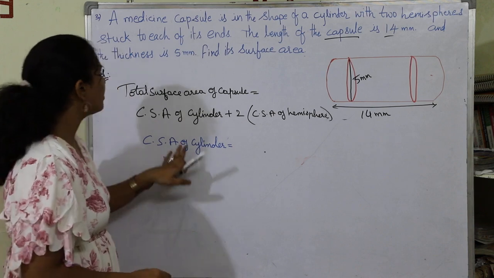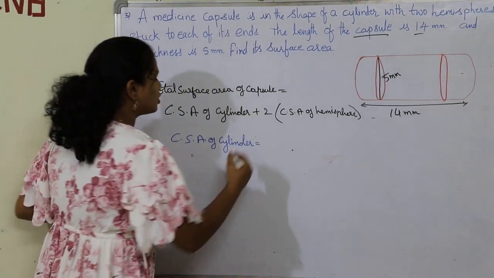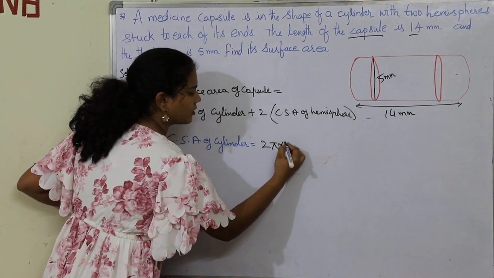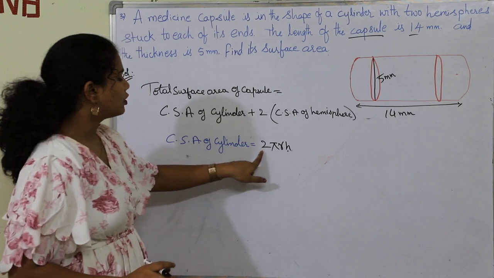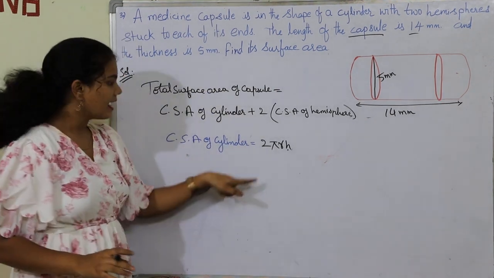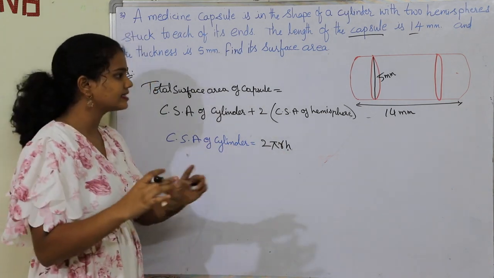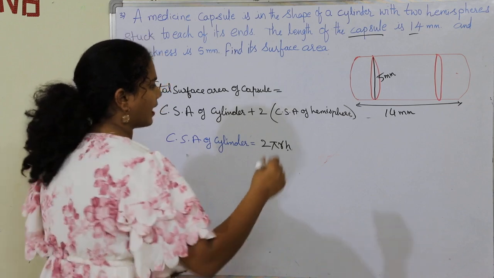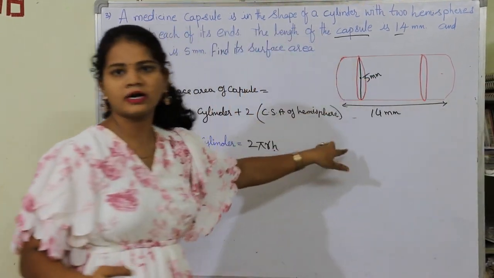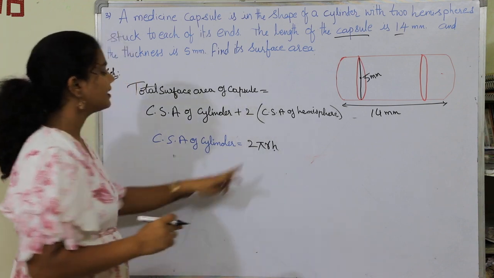As we know, the formula for the curved surface area of cylinder equals 2 pi RH. So 2, pi value as we know 22 by 7, and R is the radius, right? But what do I have over here? I have a diameter. I got the diameter is 5 millimeters. But I need the radius.